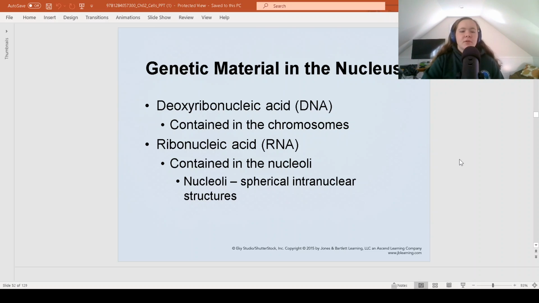Genetic material in the nucleus. I hate this word. Deoxyribonucleic acid, or DNA, is contained in the chromosomes. Ribonucleic acid, or RNA, is contained in the nuclei. Nuclei are spherical intranuclear structures.